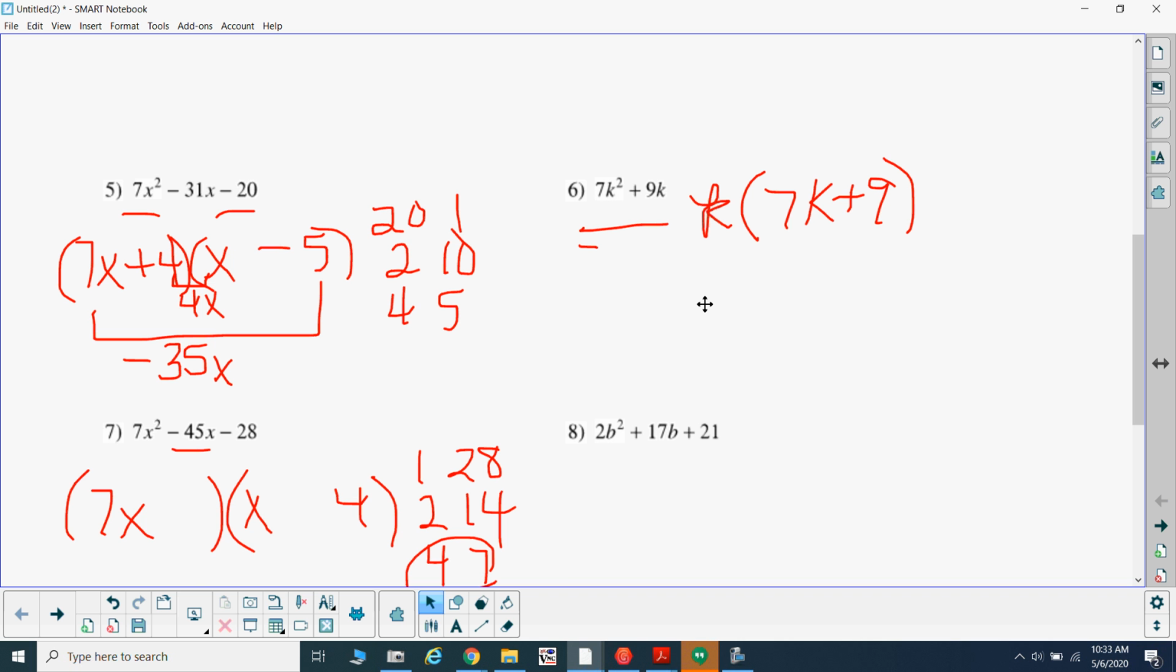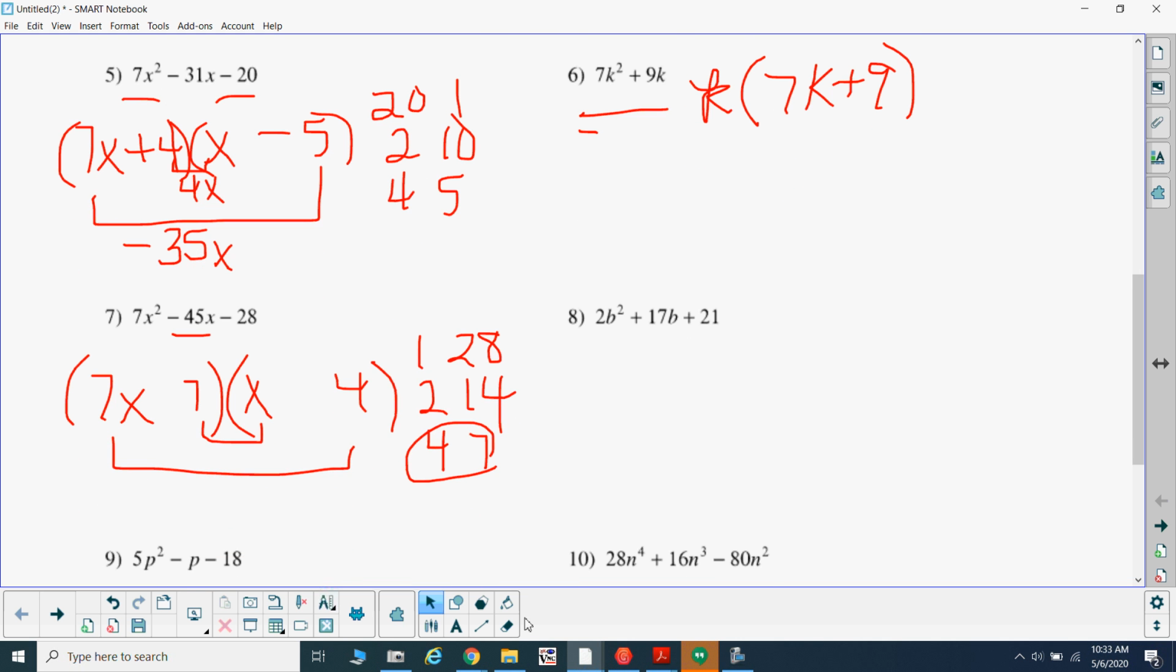Now I could just put them here and then see if it's right. Well, this way it's 28, that way it's 7. That's not going to be enough to give me 45. So I am going to try the other way.